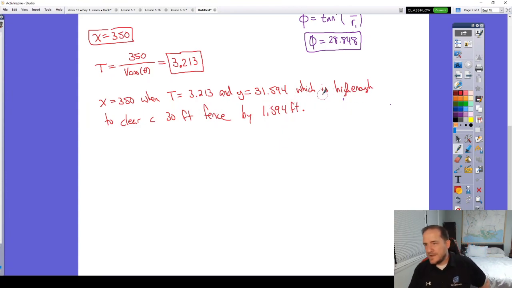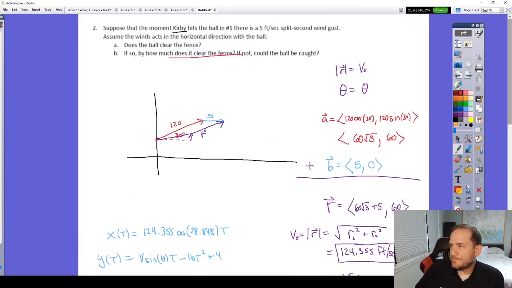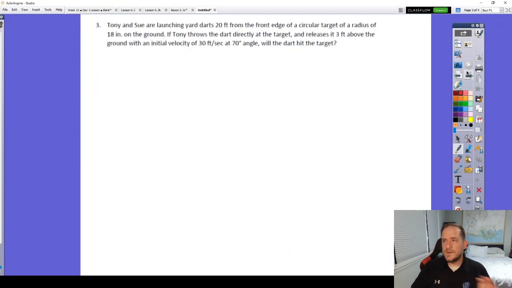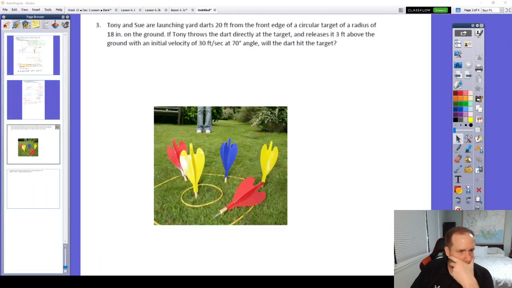We see that yes, it now does clear the fence. Okay. So this is a nice question. This built in some review of vectors and everything. That's great. And it's done now. So I'm gonna move on to number 3. So number 3 is about Tony and Sue. They're launching yard darts.